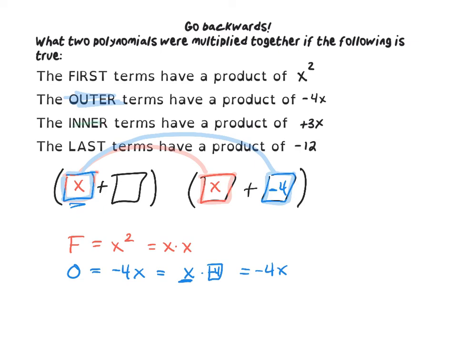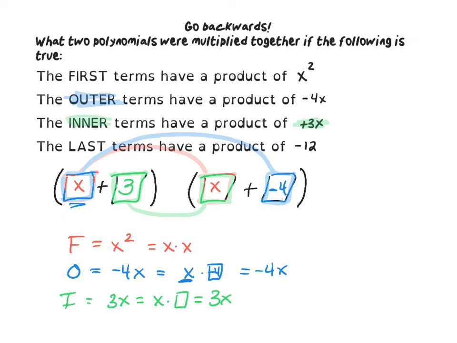Moving forward, the inner terms have a product of 3x, and the inner terms come from taking this box and multiplying it by this box. For our inner term, we were supposed to get 3x. One of those boxes already has an x in it. So what would I put in the other box to get 3x? Well, that must be a 3.